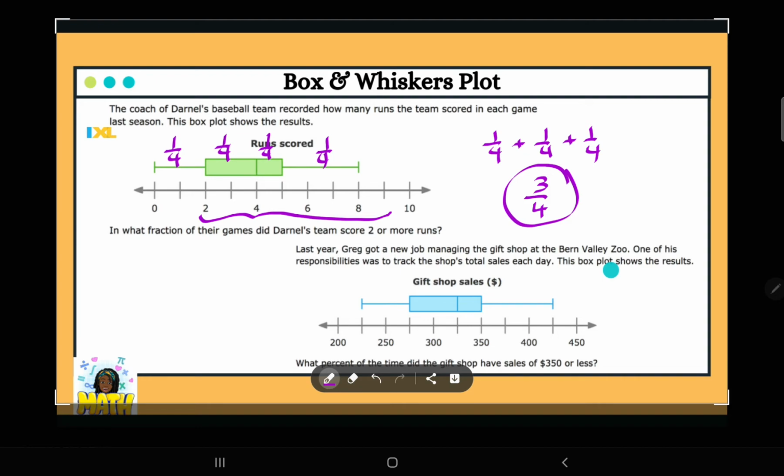Last year, Greg got a new job managing the gift shop at the Burn Valley Zoo. One of his responsibilities was to track the shop's total sales each day. This box plot shows the result. What percent of the time did the gift shop have sales of $3.50 or less? So again, each of these represent 25%.